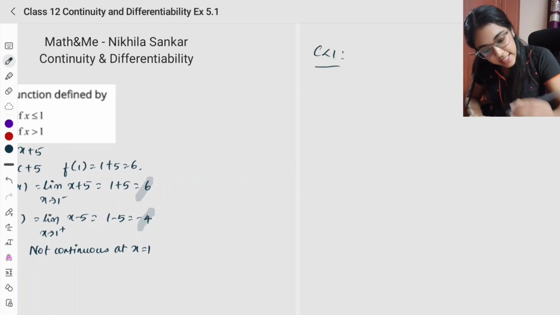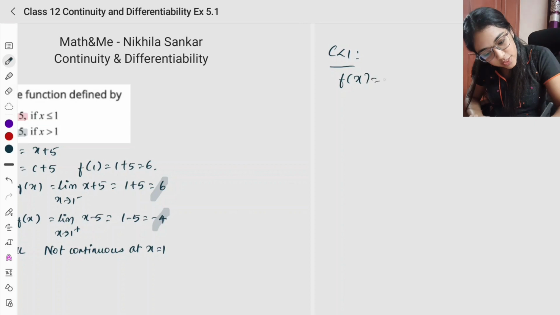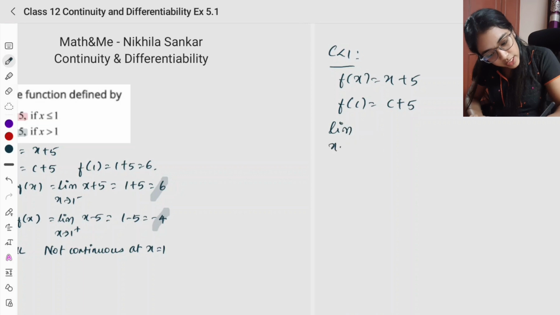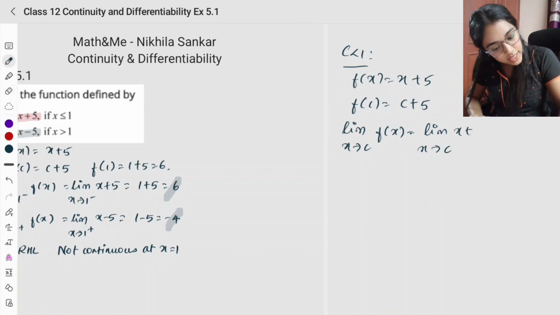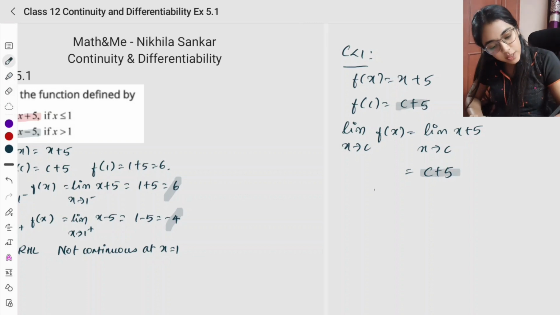c less than 1. So what is the case? For c less than 1, it is x plus 5. So my f of x is going to be x plus 5. Then what is f of c? c plus 5. What is my limit? Limit x tends to c of f of x, which is x plus 5. When I substitute the limit, I'll have c plus 5. So I see that the value here is c plus 5 and the value here is also c plus 5. So it is continuous at c less than 1.